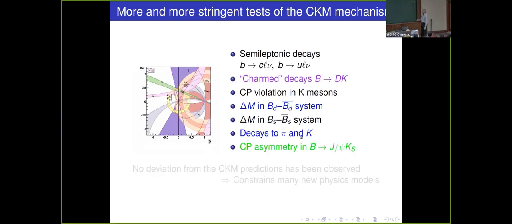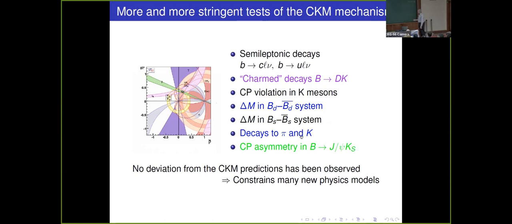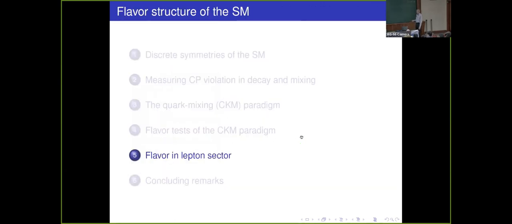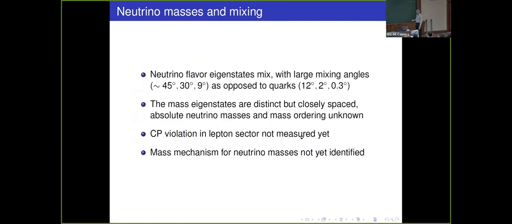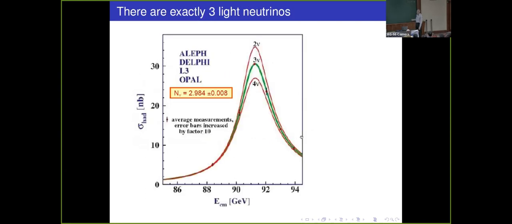Okay, but finally you have. Okay, so till now we observed no deviation from CKM predictions, and therefore have constrained many physics models. Okay, so I'm going to skip flavor in the lepton sector. Maybe I just show you this once, which is one of the interesting things about the lepton sector, which is measuring exactly the width of the Z.